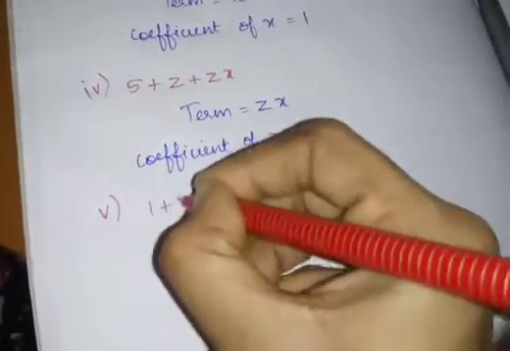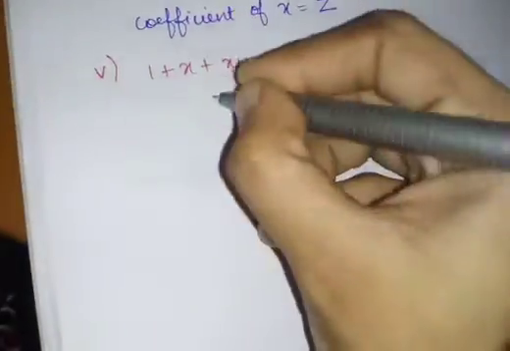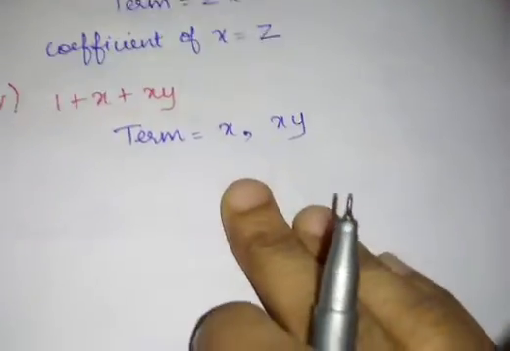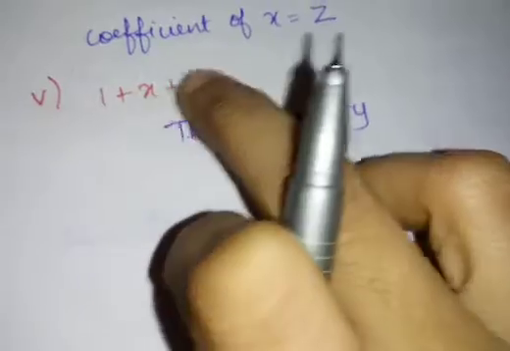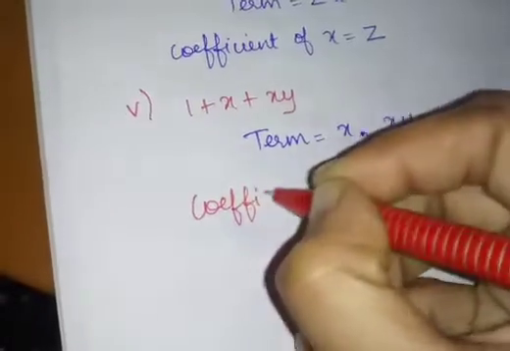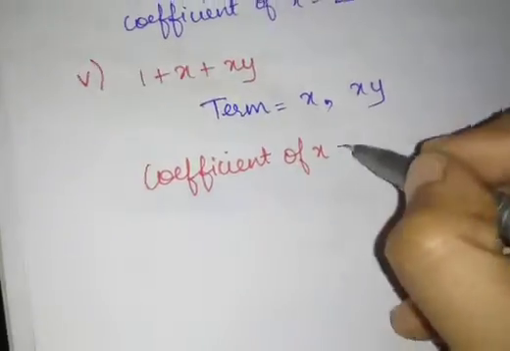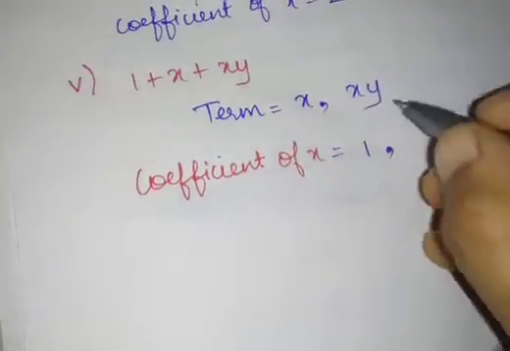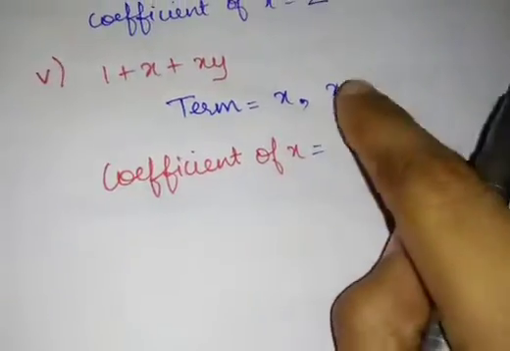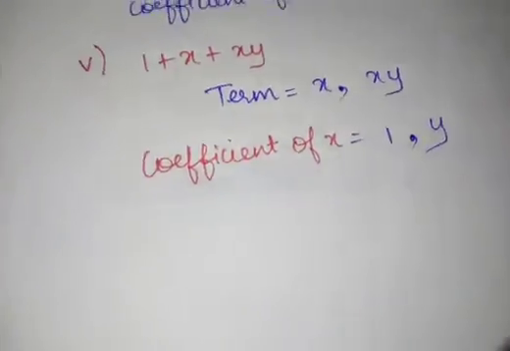Next, fifth problem. What is the fifth problem? 1 plus x plus xy. What are the terms? X, xy. There are 2 terms here because this also contains x, this also contains x. Now what is the coefficient of x? Coefficient of x for this term is 1, for this term is y. Yes. Next is your sixth problem. What is the sixth problem?